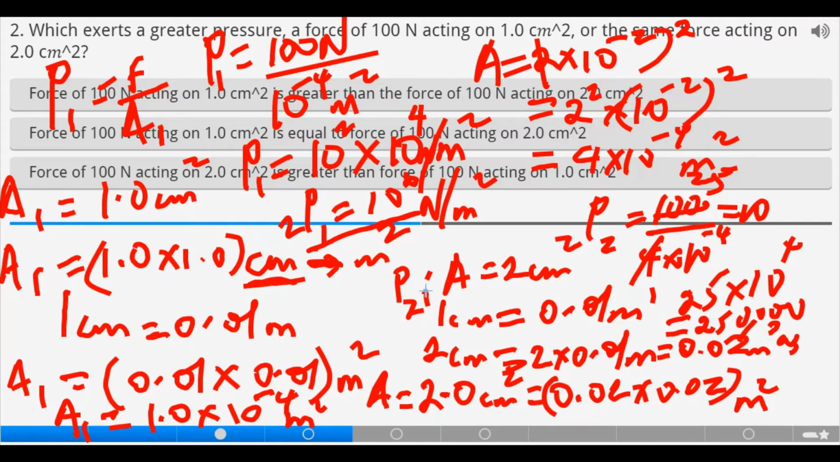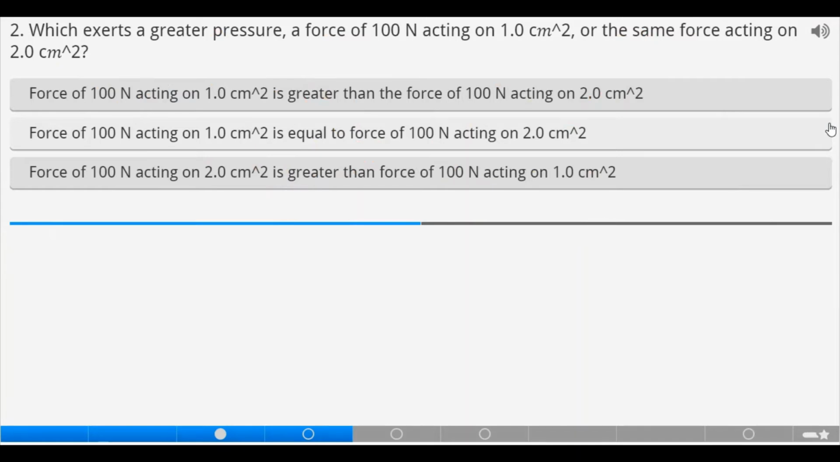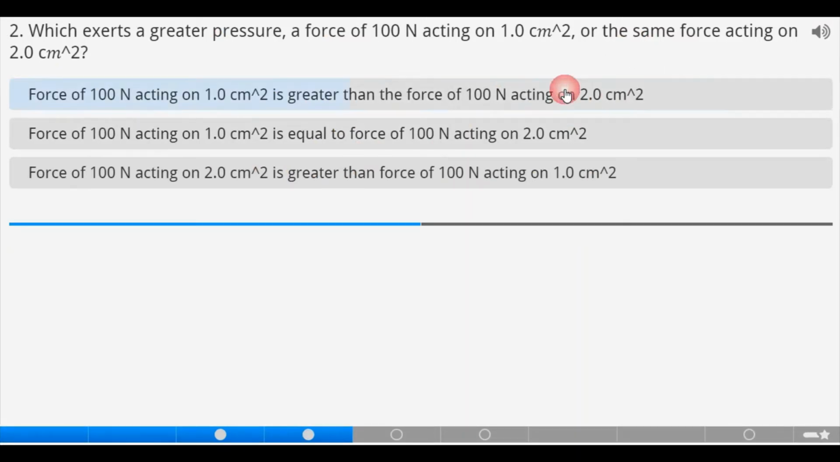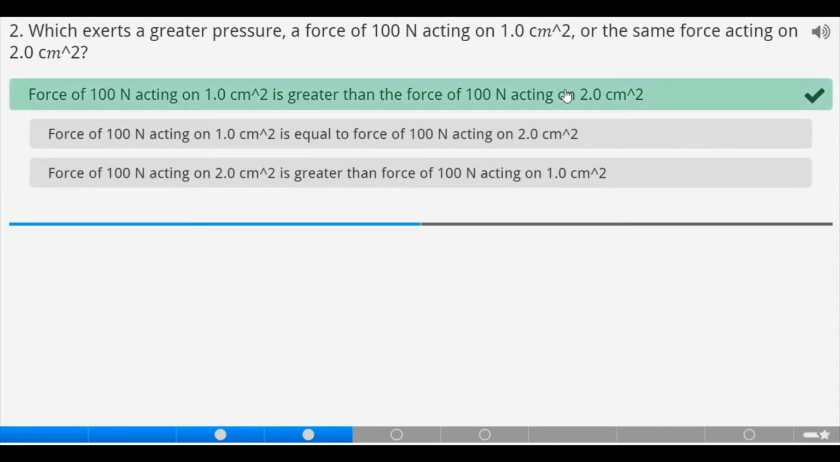But for the P1, we have 1 million Pascal. So which one now exerts the greatest pressure? That means a force of 100 Newton acting on 1 centimeter square has the greatest pressure than that of the area involving 2 centimeter square. So can we pick it now and check? Correct. So let's move on.